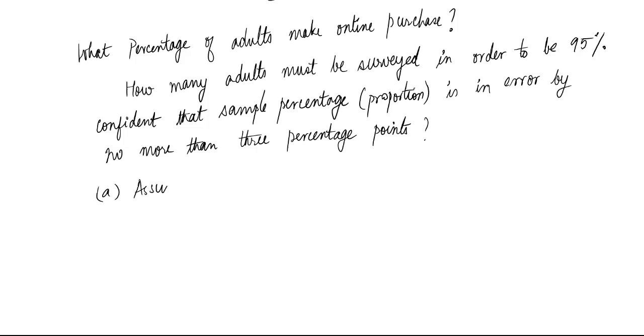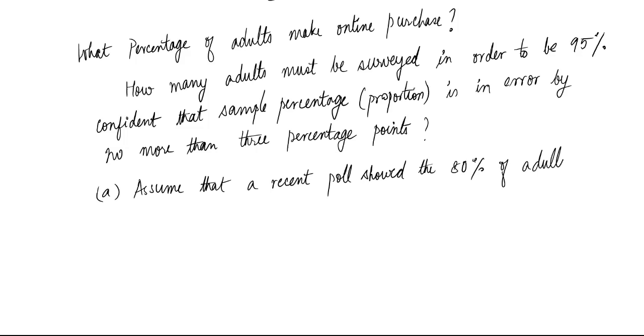Assume that a recent poll showed that 80%, you don't have that information, but you are looking around and you found that a recent poll gave a sample proportion that 80% of adults make online purchases.